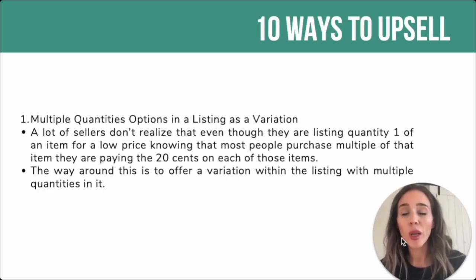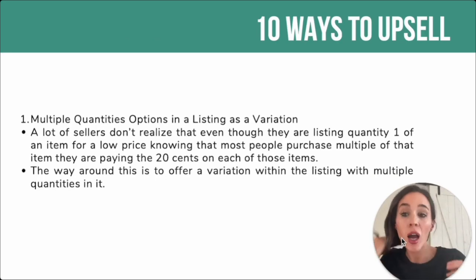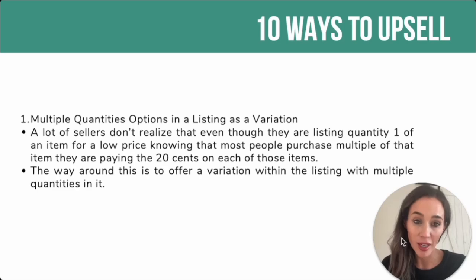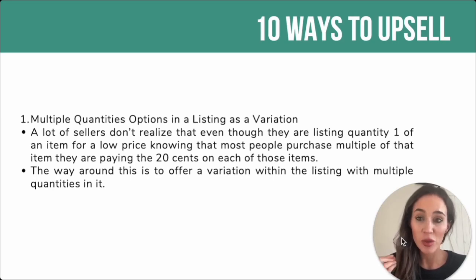Number 1, we are going to offer multiple quantity options in a listing as a variation. So a lot of sellers don't realize that even though they're listing quantity 1 of an item for a low price, knowing that most people will purchase multiple of that item, they're still paying 20 cents on each of those items. When a customer selects Etsy's dropdown, quantity, and they select like 20, that means the seller is paying 20 listing fees, 20 transaction fees, all of that.